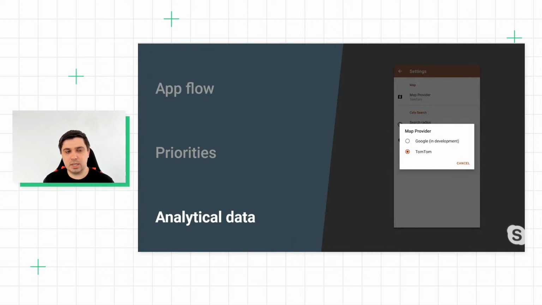Usually inside an application, we have many possibilities to achieve something in different ways. For this, we can use analytical data and see, okay, in this approach people use our application more, and it should be tested first. Based on these priorities and analytical data, you can cover it properly and have better coverage and a more stable application as fast as possible.